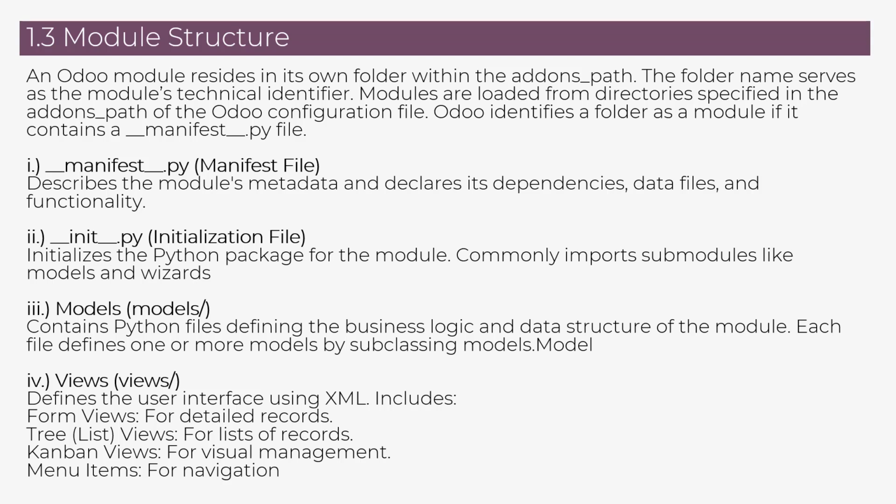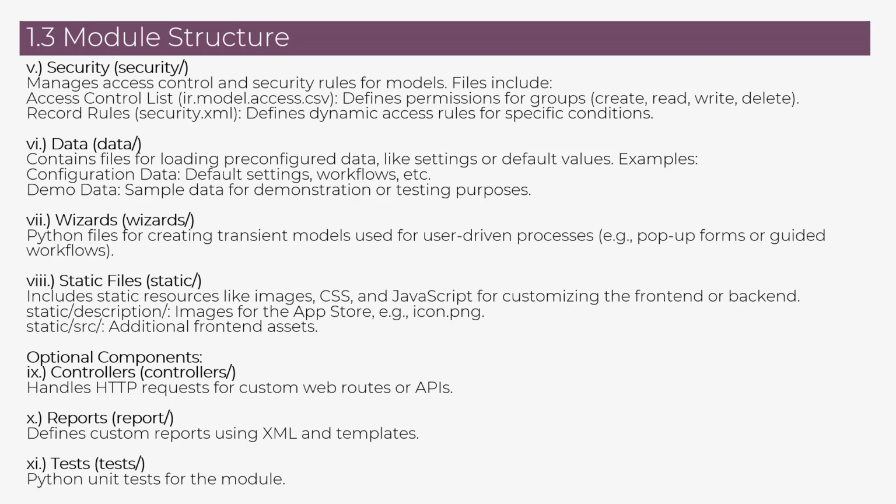Next directory is the views. This defines the user interface using XML. It includes form views for detailed records, tree, list views for list of records, Kanban views for visual management, and menu items. Another part in the modular structure is the security directory.